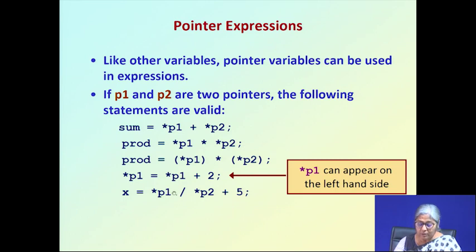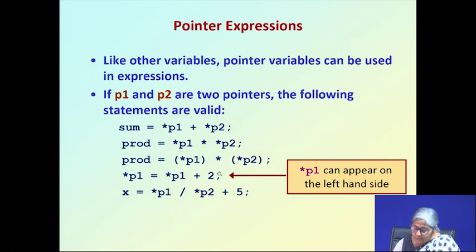X equal to star P1 divided by star P2 plus 5. Again we can divide also, because star P1 and star P2 are arithmetic values, we can divide, and the division will be done depending on the data type. Remember, if it is integer, it is a different type of division; if it is a float, different. Whatever arithmetic value I get, 5 will be added to it.